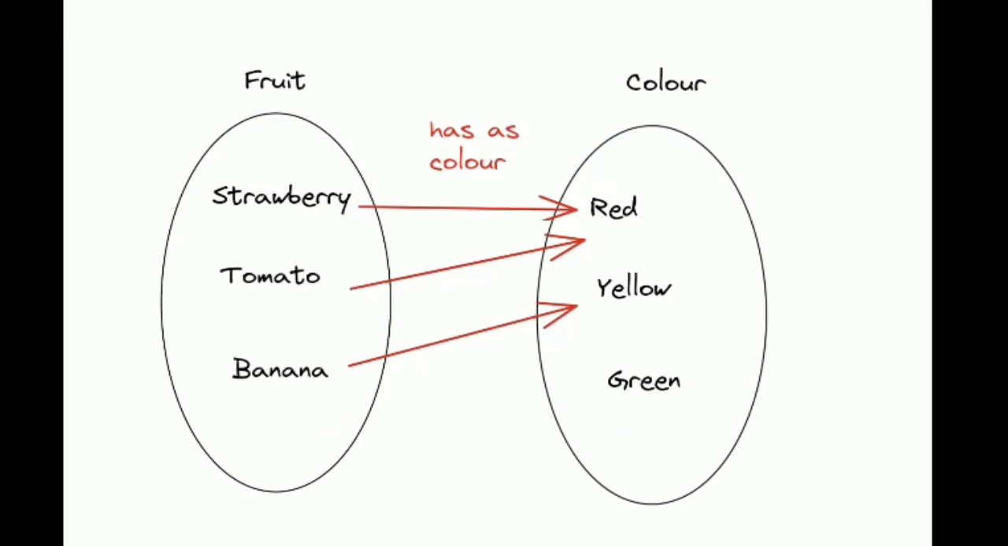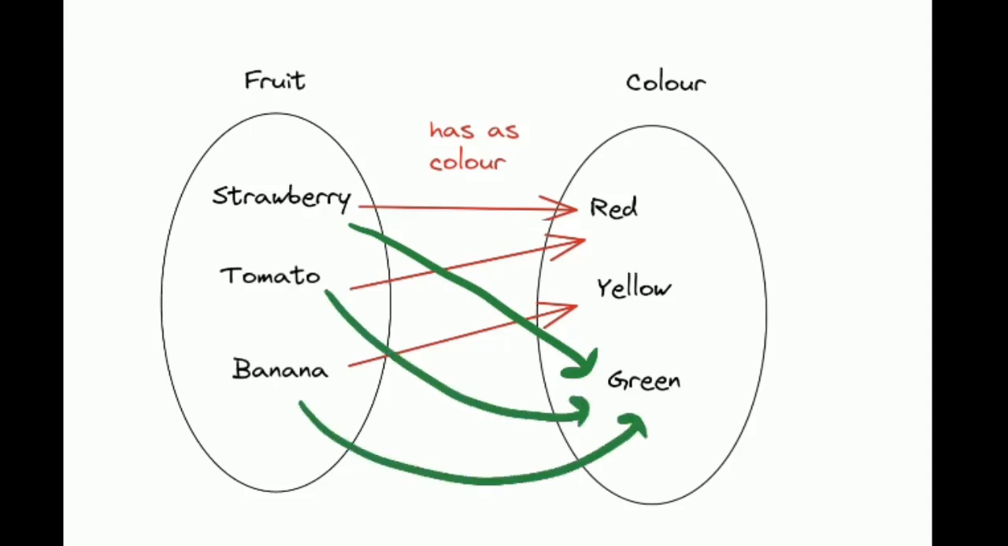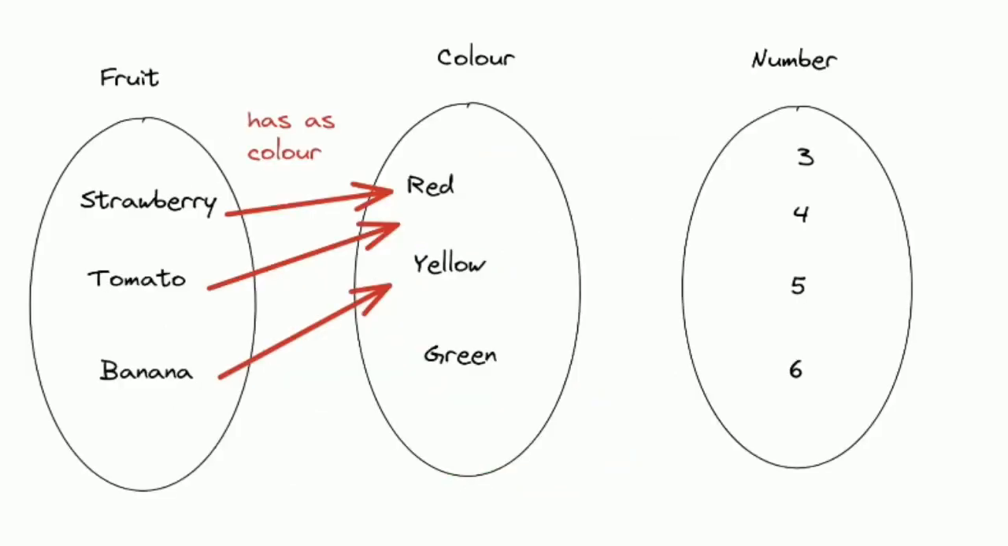Now, obviously, this function has a very natural interpretation in terms of real-world language, but there are other functions too, okay? So, for example, there's a function which just sends each of these fruits to green. It might not have such a natural real-world interpretation, but it still satisfies the definition of a function, in the sense that it sends every member of the source set to some member of the target set. And that's all a function has to do.